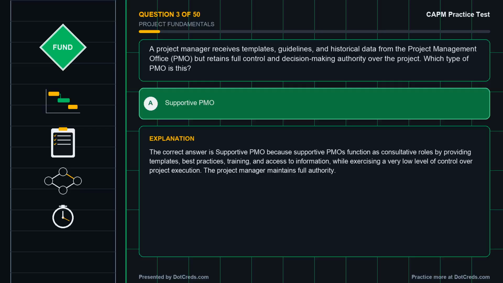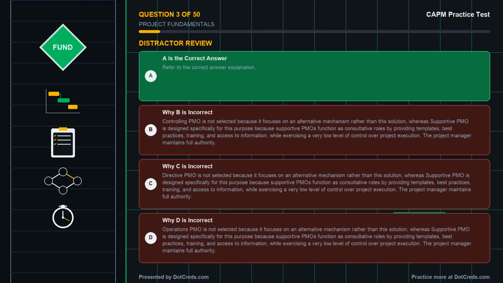Correct answer, A. Supportive PMO. The correct answer is supportive PMO because supportive PMOs function as consultative roles by providing templates, best practices, training, and access to information, while exercising a very low level of control over project execution. The project manager maintains full authority. Take a moment to review why the other options are incorrect.